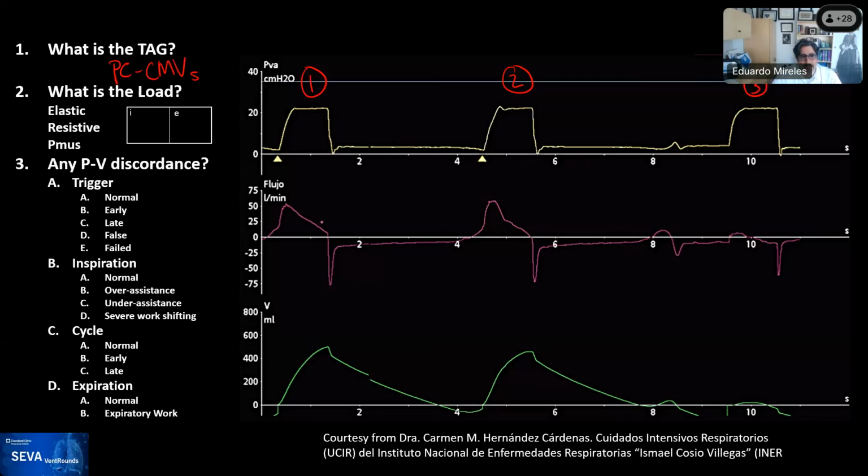So for me, it's a little bit hard to say if this is elastic or resistive. I see evidence of PMOS, so I would not be able to say if this is elastic or resistive. So during inspiration, I would say this is PMOS. Is this Adi? Go ahead, Adi.